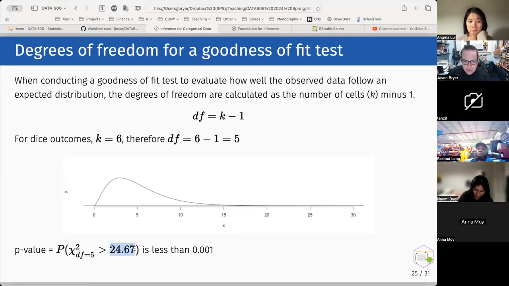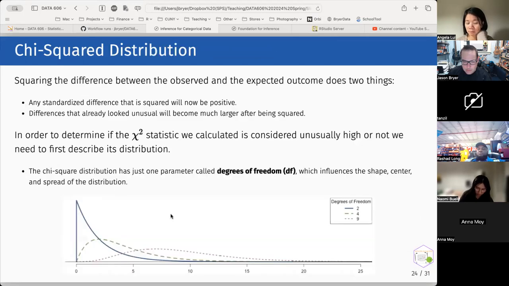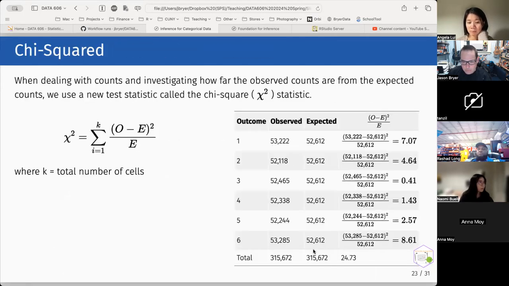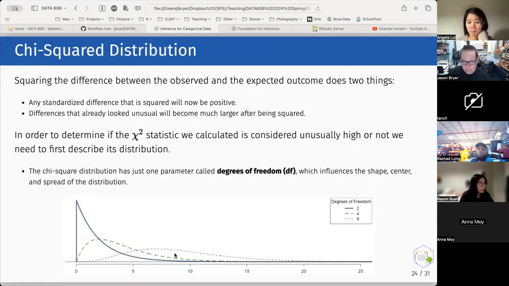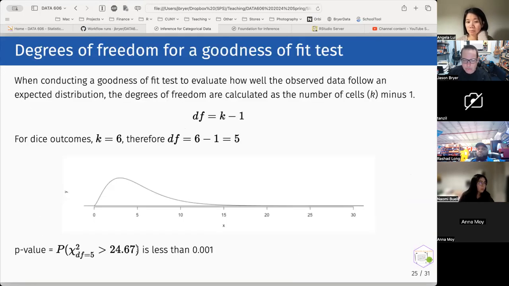And here 24.67 is what we calculated a couple slides ago. Oh, it should be 67, not, well, I don't know. This should be 24.73. One of those numbers is wrong, but just call it 24. Sorry about that, I'm just first noticing that.